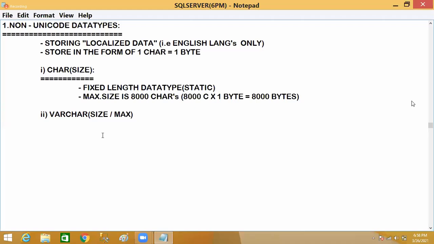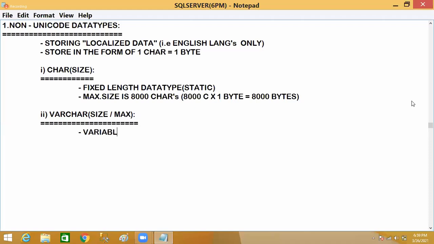But when I want to use varchar, can you identify the difference, guys? Here, char of size is a fixed length, I said. So whenever it is fixed and static, the memory is automatically going to be wasted. But why should I waste my memory unnecessarily? Yes or no? So to avoid this problem, the next one was introduced: varchar of size or max.